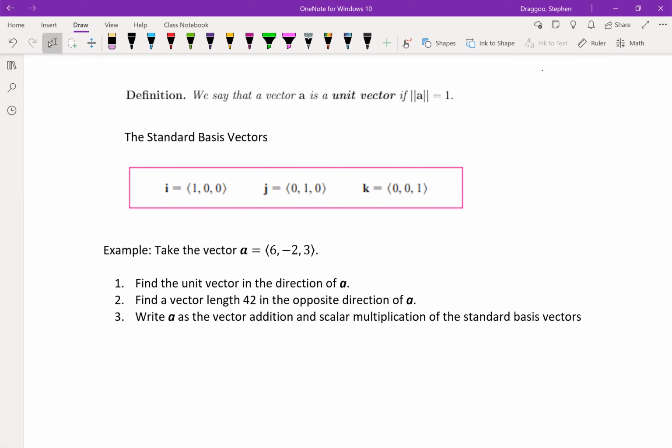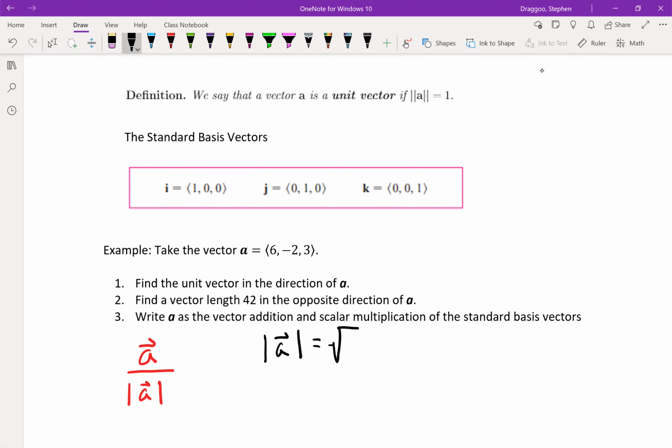Now let's put all that together in an example. So we're going to take the vector A = ⟨6, -2, 3⟩, and our first step is going to be to find the unit vector that goes in the direction of A. It should just be the vector A divided by the magnitude of A. Note that when we get the magnitude, that's going to come out to a scalar value, meaning it's just a number.